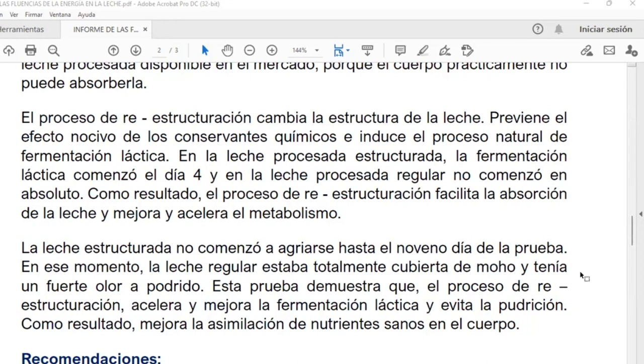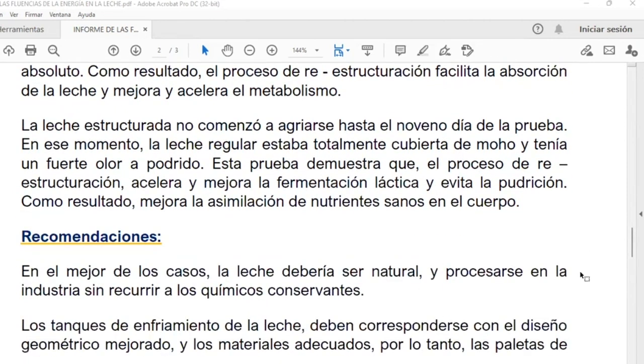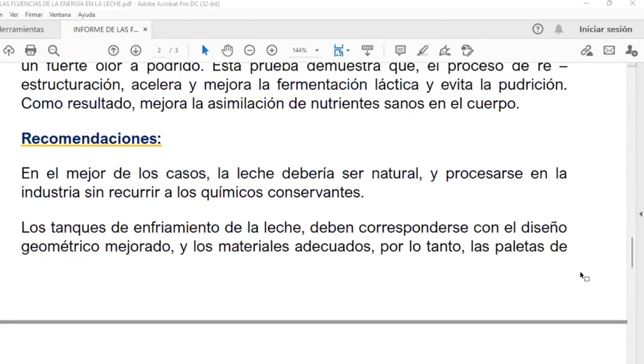The restructuring process changes the milk's structure, prevents the harmful effect of chemical preservatives, and induces the natural lactic fermentation process in processed structured milk. Lactic fermentation began on the 4th day, and in regular processed milk, it did not start at all. As a result, the restructuring process facilitates milk absorption and improves and speeds up metabolism.